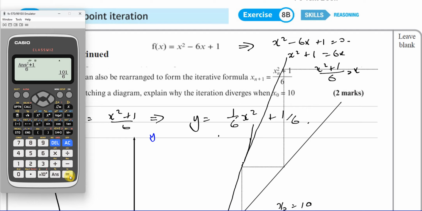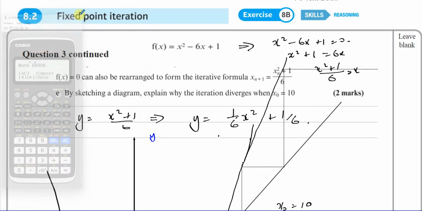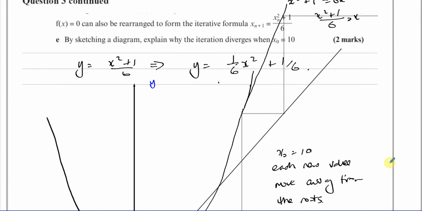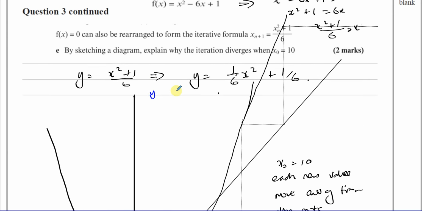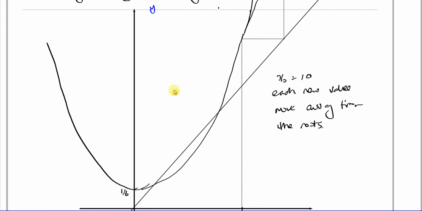It gives me this value. Press equals again, equals again, equals again. It just completely gets bigger and bigger and diverges away until it gets so big that it gives you a math error. So it doesn't go towards a particular value. It goes away from the root. Okay, so that's part E of this question.